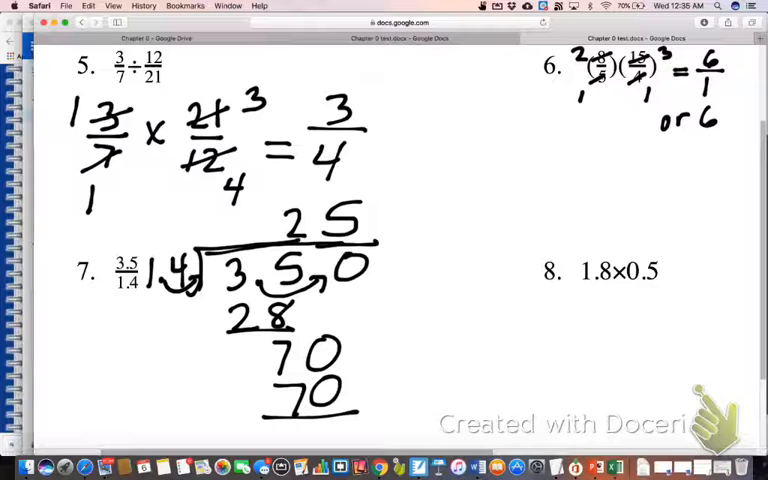And remember that when you're figuring out where the decimal goes, you look in the division problem and you just shoot it straight up. So it's going to be 2.5.